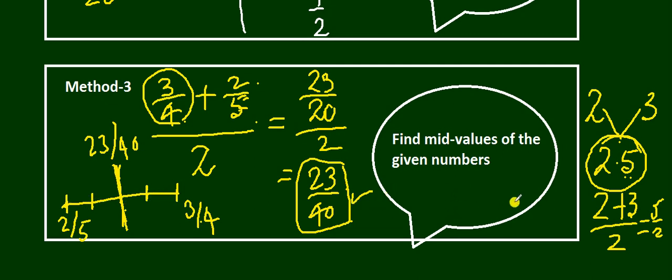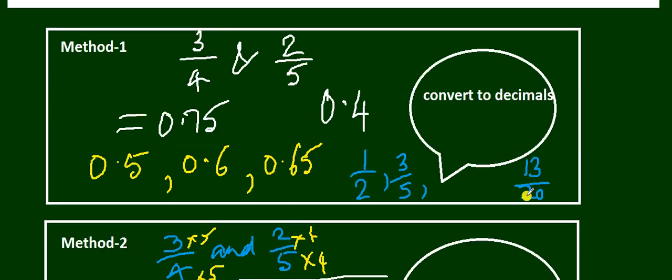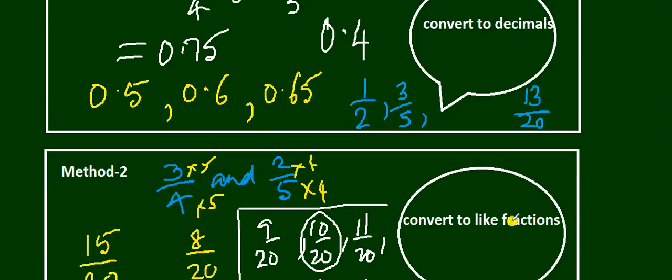Whichever method you find convenient, you can use. But remember the main tip: instead of leaving these as decimals, try to convert them to fractions, and that too in the lowest terms or the simplest form. Hope the methods are clear to you.